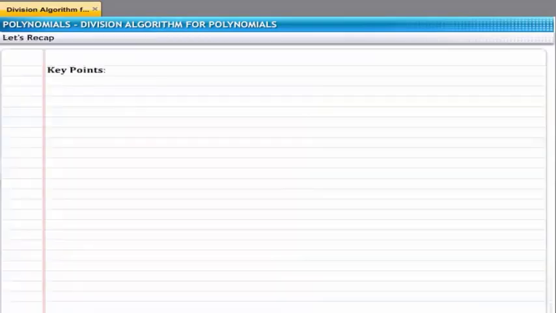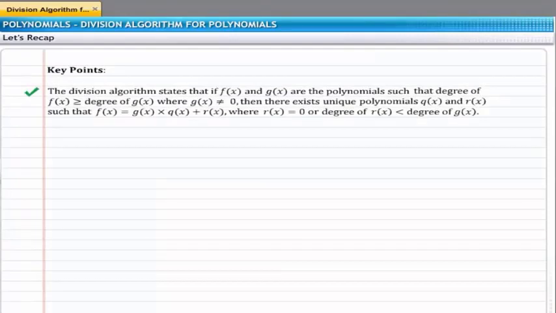You have reached the end of this section. Let's recap the division algorithm for polynomials, which states that if f of x and g of x are the polynomials such that the degree of f of x is greater than or equal to the degree of g of x, where g of x is not equal to 0, then there exist unique polynomials q of x and r of x such that f of x is equal to g of x into q of x plus r of x, where r of x is equal to 0 or the degree of r of x is less than the degree of g of x.